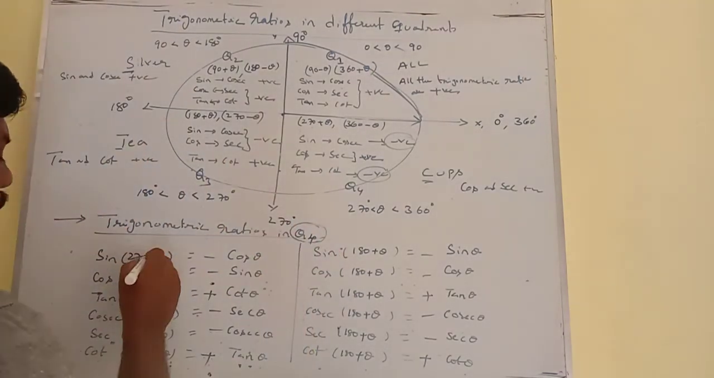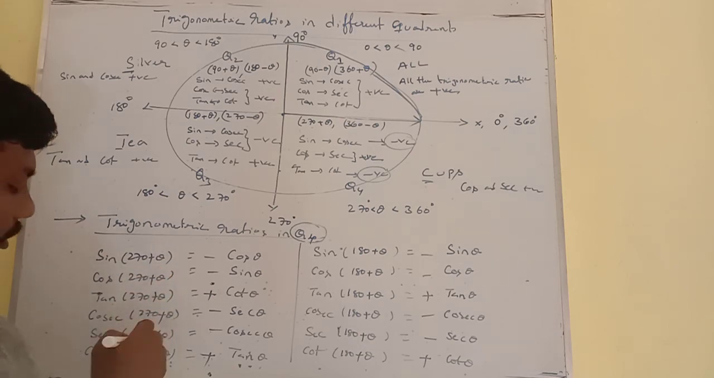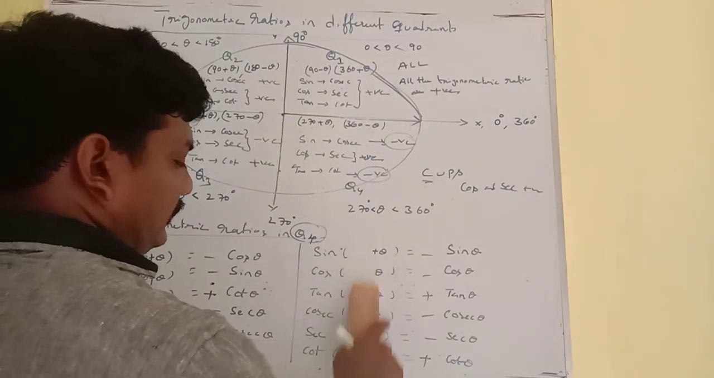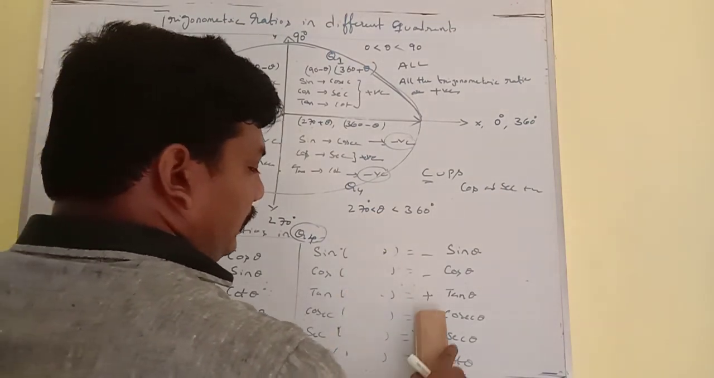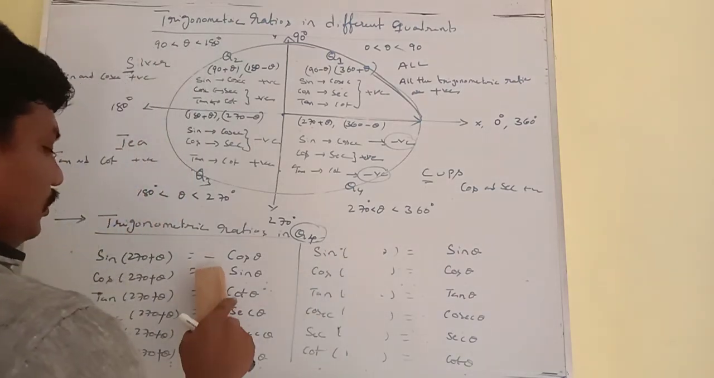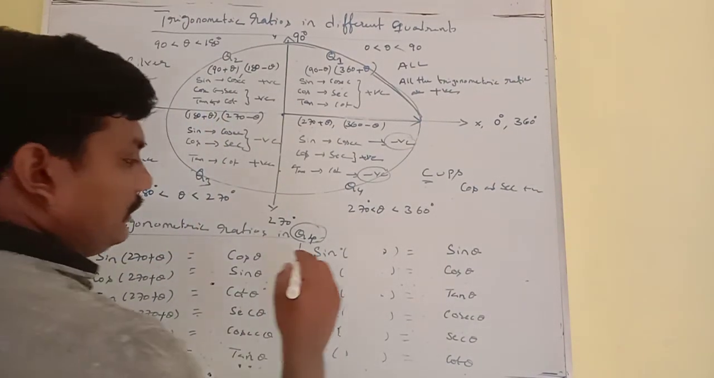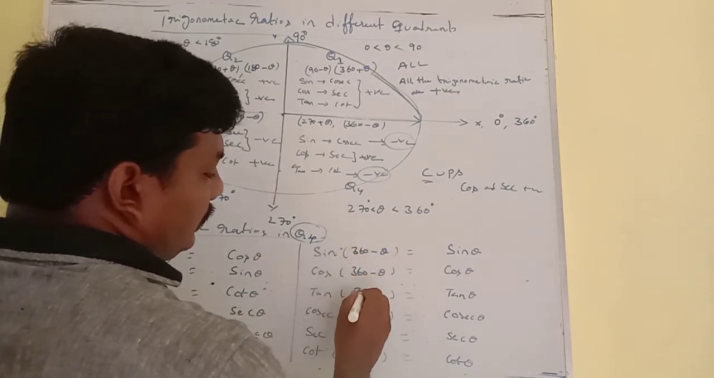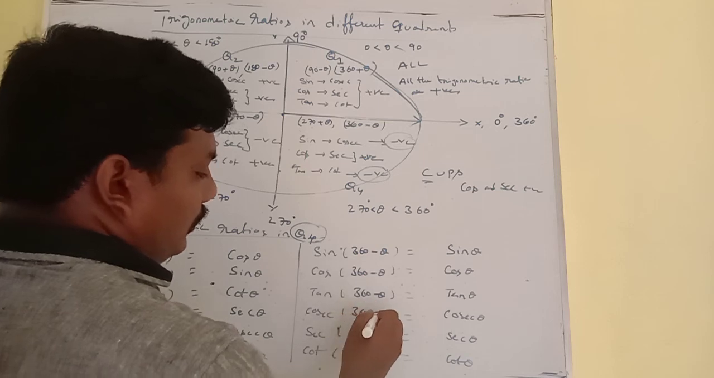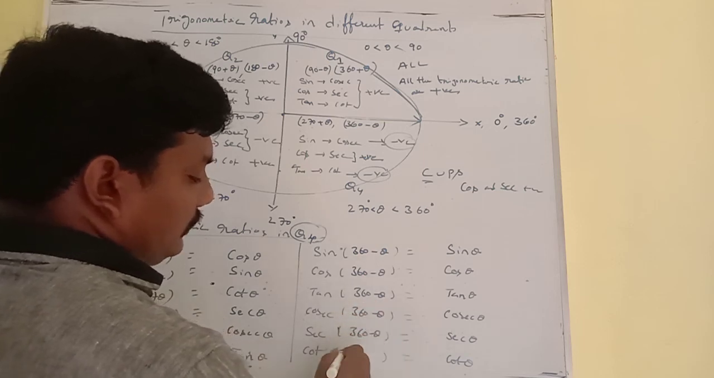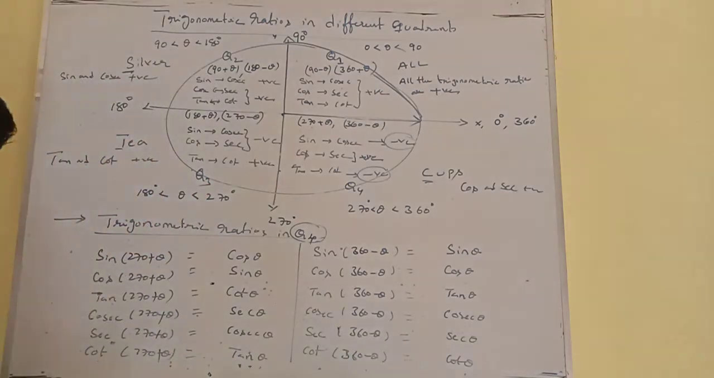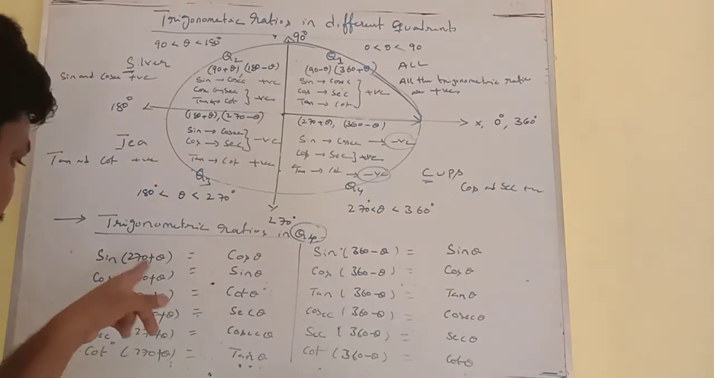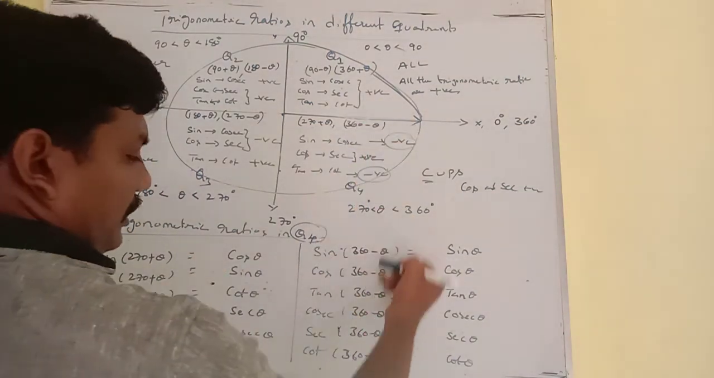What about fourth quadrant? 270 plus theta and 360 minus theta. So the angles which are more than 270 and less than 360, that is 270 plus theta, less than 360, becomes 360 minus theta.